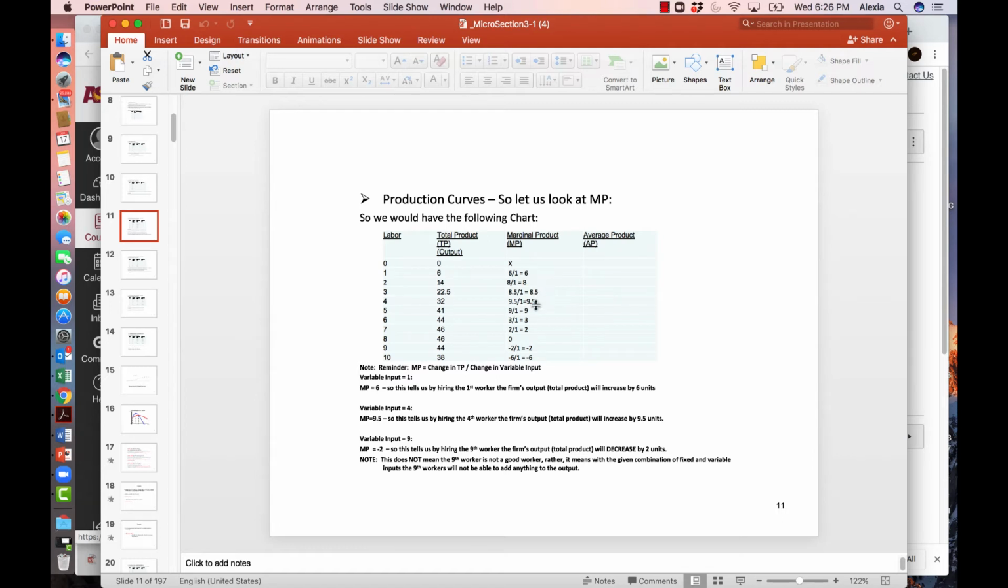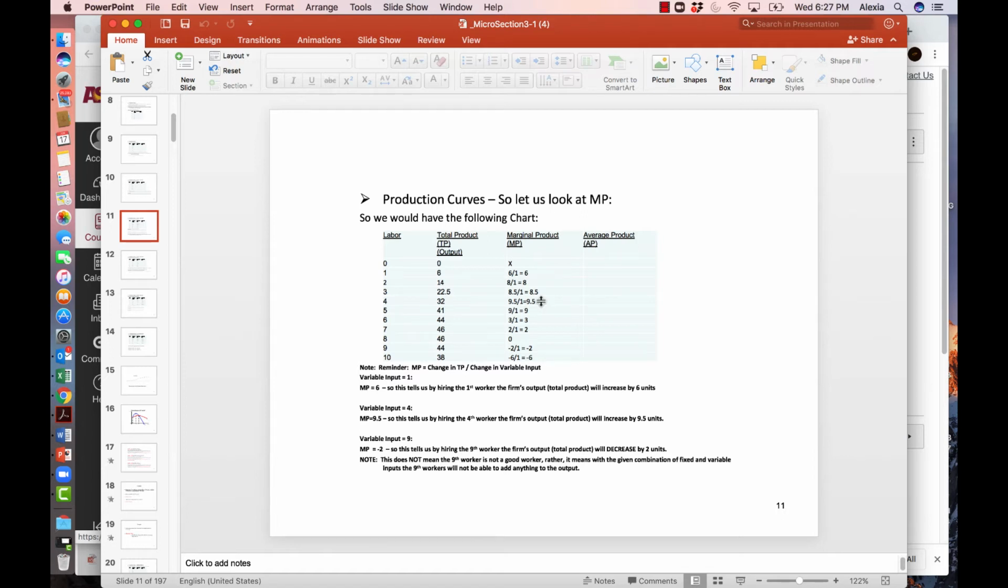But let's say now we want to know what it is at 4. Remember, it's incremental from one point to the next. So from 3 to 4 workers, how much did my output change by? It went from 22.5 to 32. That's a 9.5 change, divided by the change in my labor, which I've made just increments of 1. So the extra output is 9.5. The way you would explain this is that by hiring the 4th worker, output goes up by 9.5.